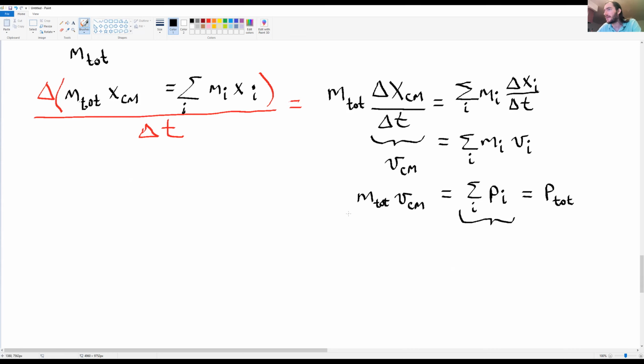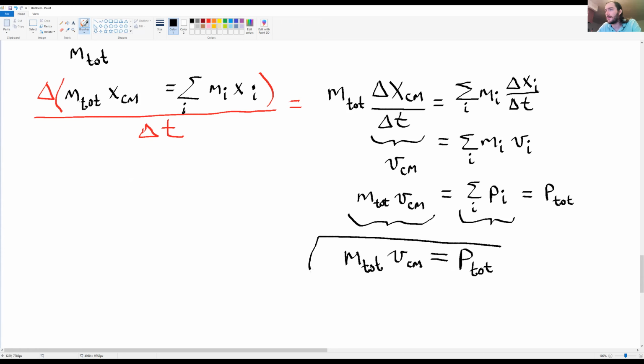So that's the beauty of this expression right here, is that the total mass of the system times the velocity of its center of mass, of a very complicated system, we can just treat this thing as if it were a point with all the mass concentrated at a point. That gives us the total momentum of that complex system there. That is a very important equation there.